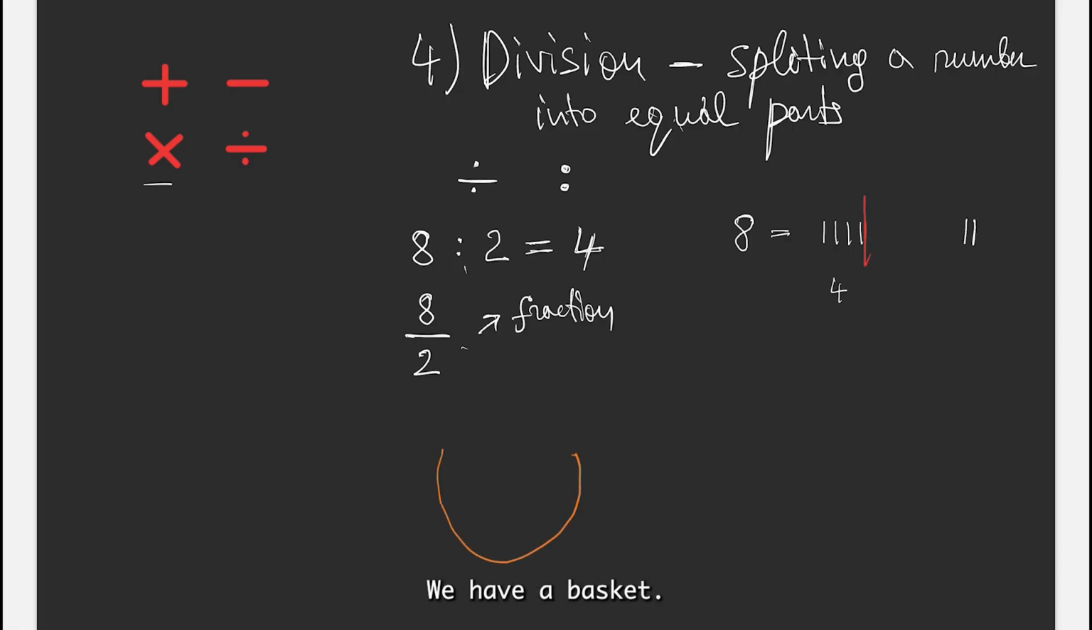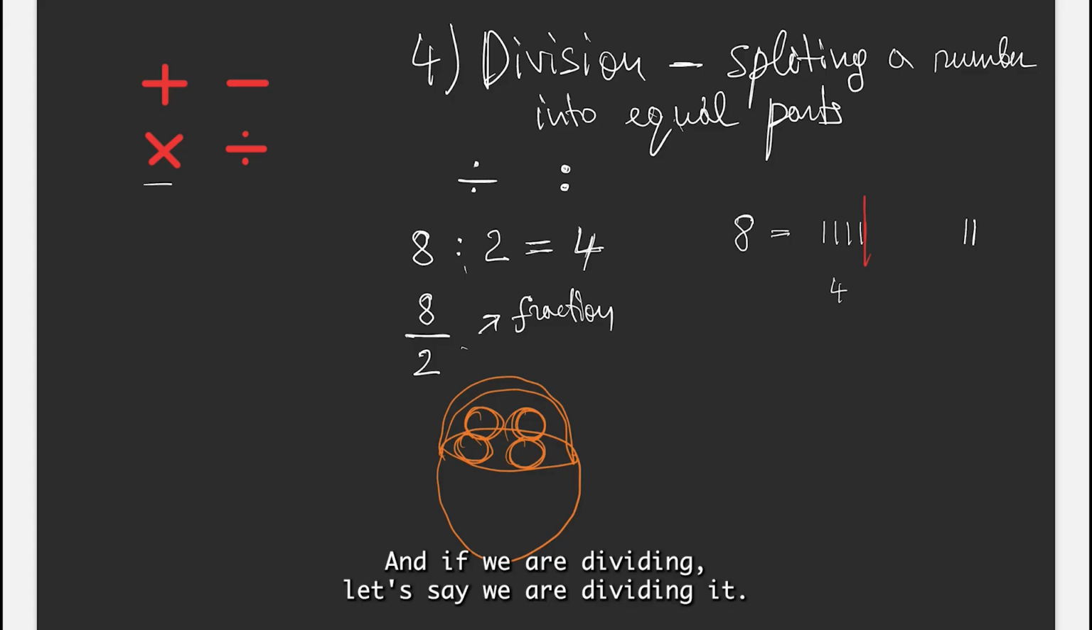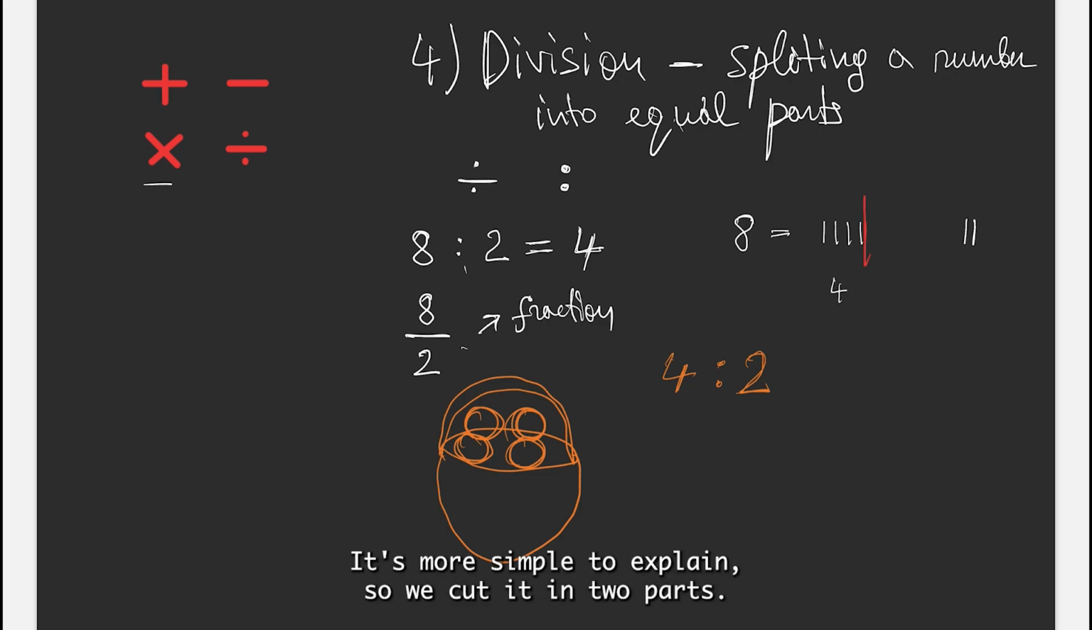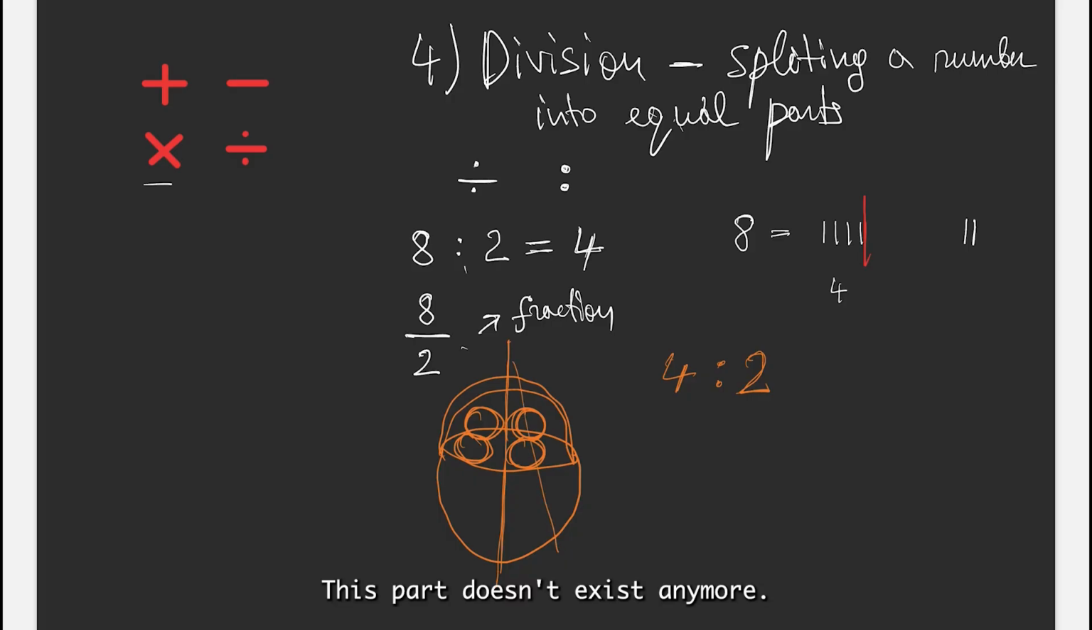Let's take the example of our delicious oranges. For example, we have a basket of 4 oranges. 1, 2, 3, 4. And let's say that we are dividing it, we have 4 oranges divided by 2, for example. It's more simple to explain. So we cut it into parts. This part doesn't exist anymore, and we are left with 2 oranges equals 2.